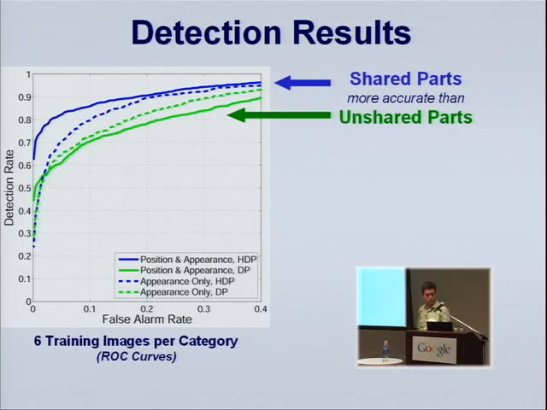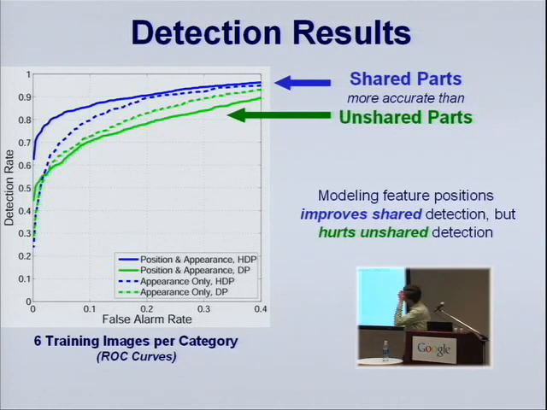Another interesting thing is that the solid line is the full model I've described. The blue dashed line is a simple, what's called a bag of features model, where I throw away the positions of the features and I just model their appearance. This is something that several people have looked at before me, or different variants of these bag of features models. And so you can see that you get a significant boost in performance by considering the spatial structure, not just the appearance, but only if I share parts among categories.